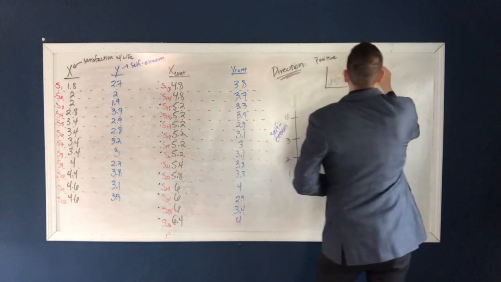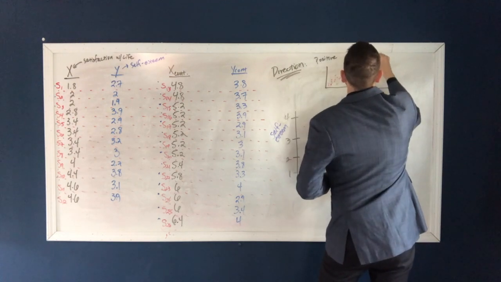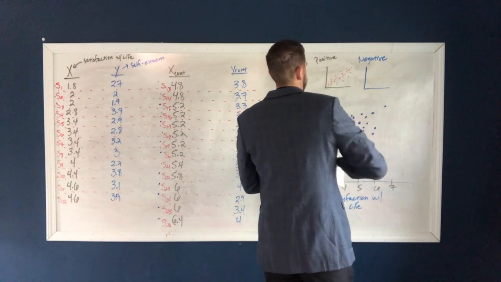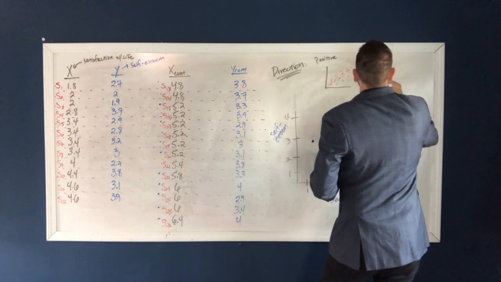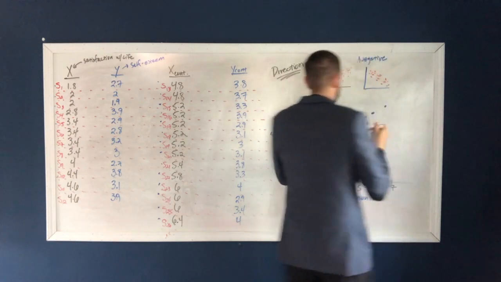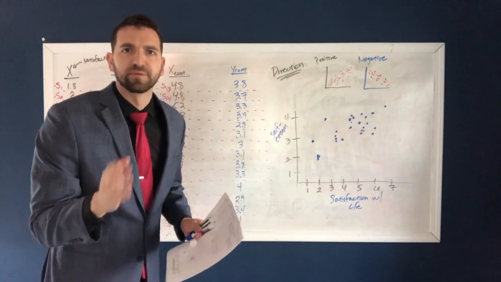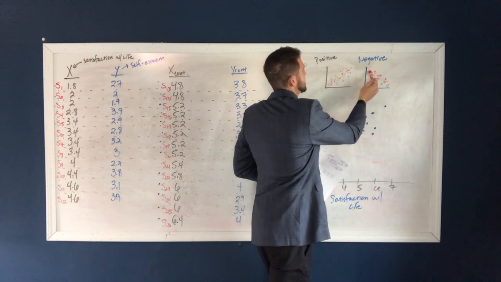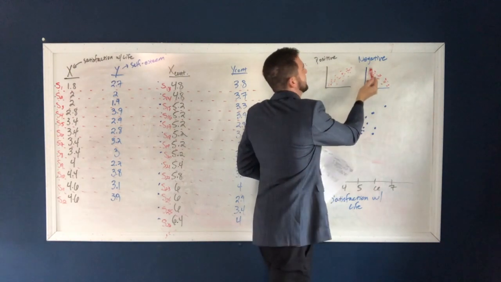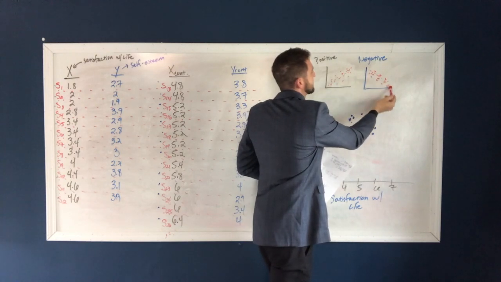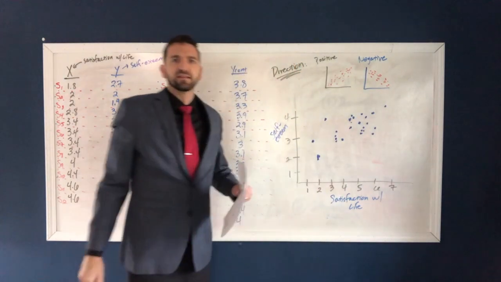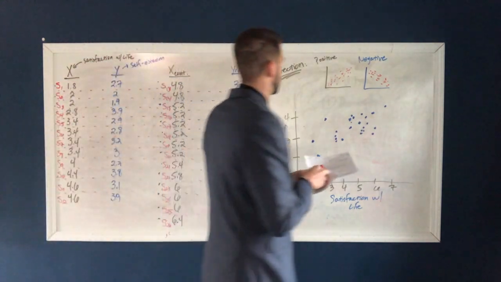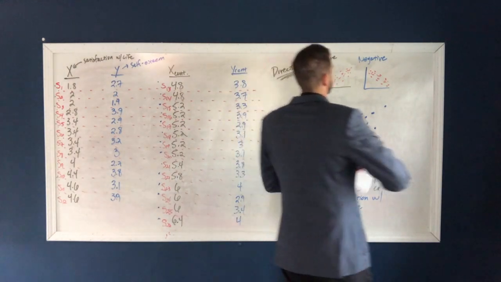Now I'm going to show you a negative correlation. A negative correlation is opposite, as you can see. Here you have the dots starting in the upper left and working their way down to the lower right. Our dots are not doing that, so we don't have a negative correlation.